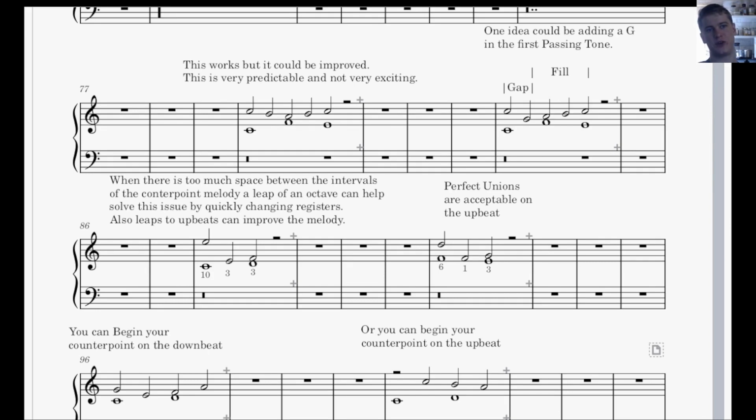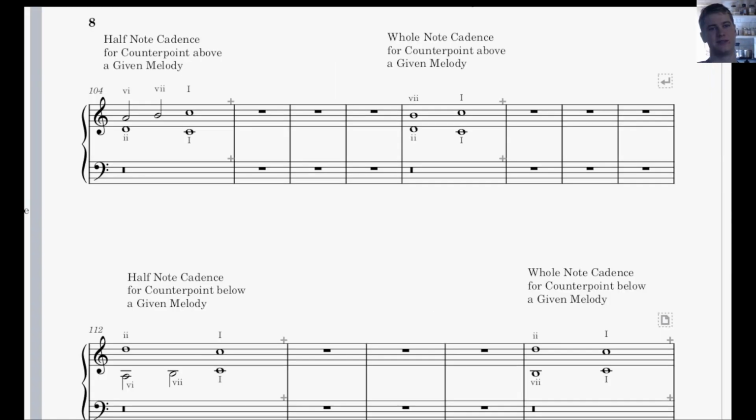You can choose to start your counterpoint on either the downbeat or the upbeat. Whichever method you choose to be the best will depend on your starting note, as well as your goal of motion and overall shape of the melody. There are two ways that you can choose to end your 2-to-1 counterpoint exercises. The first would be a half note cadence in the penultimate measure. Penultimate means second to last.